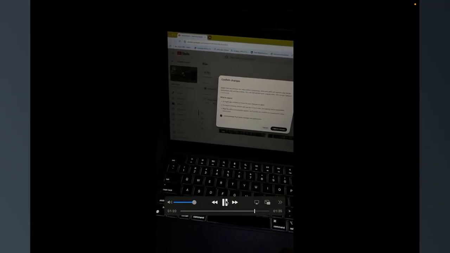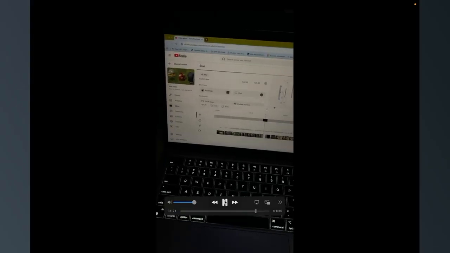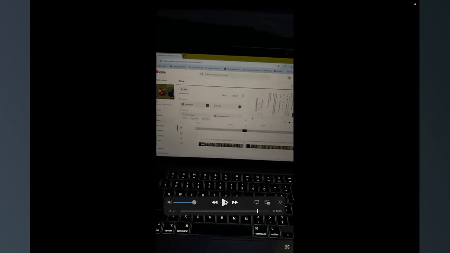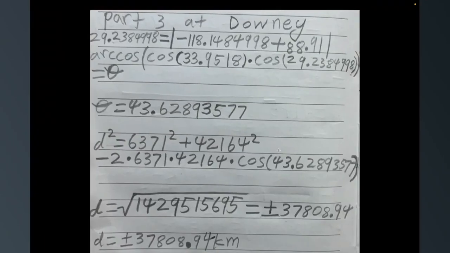This is actually so. See, when I click save, the distance you get is the product of this much plus this times the cosine of the angle theta we just got. D equals the square root of this number, which is equal to plus or minus 37,808.94 kilometers. But we take the principal root, so we only use the positive answer.